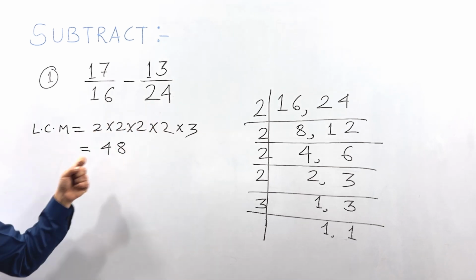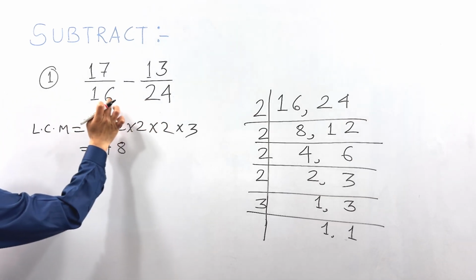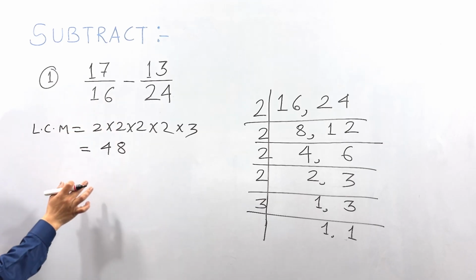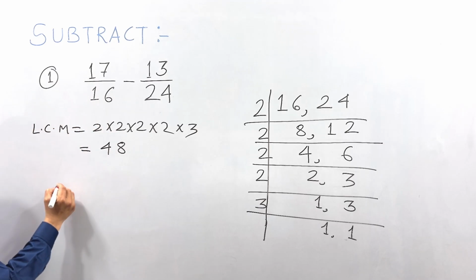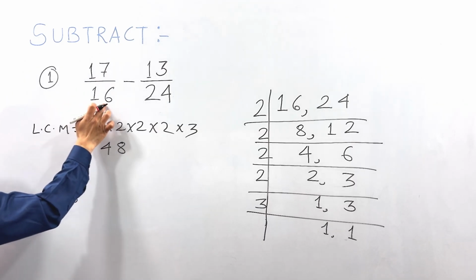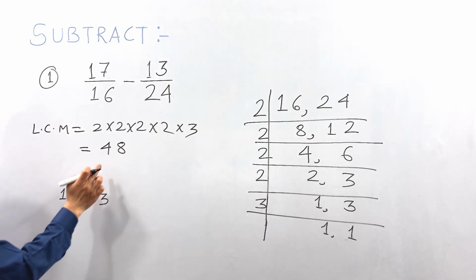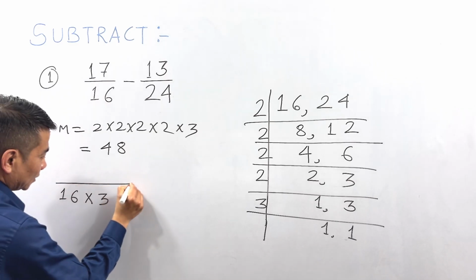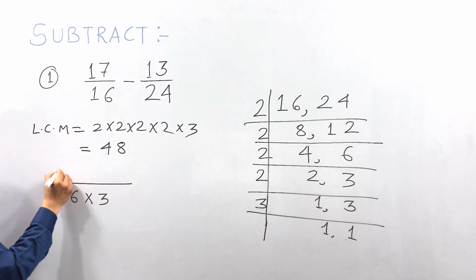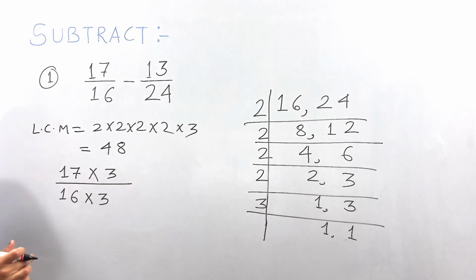Now LCM is 48. The next step is that the denominators here are 16 and 24, and the denominators must be equal to 48. That is, we have 16 as the denominator in the first fraction. We have to make this 16 equal to 48. We multiply it by 3 because 3 times 16 equals 48. And since we multiplied the denominator 16 by 3, we must multiply the numerator 17 also by 3 because these two numbers should be the same.